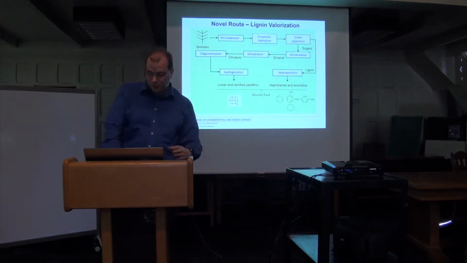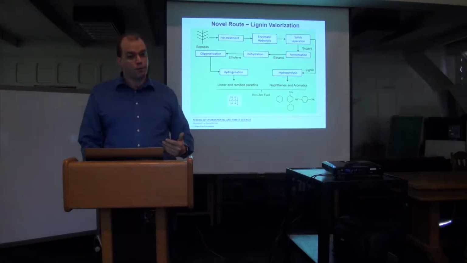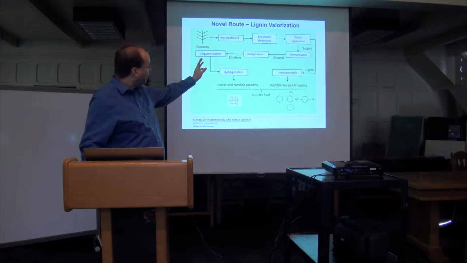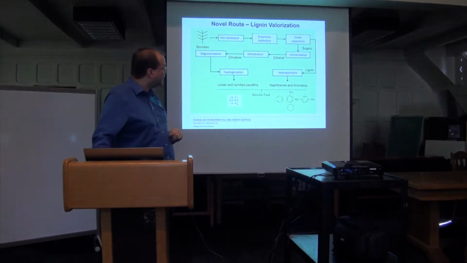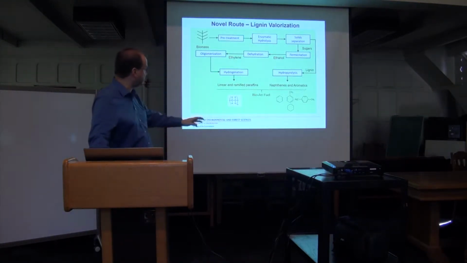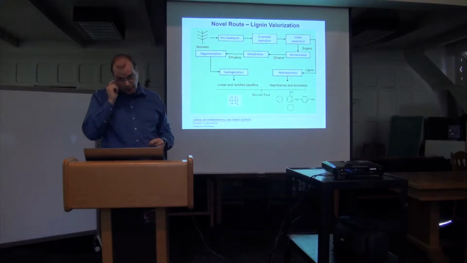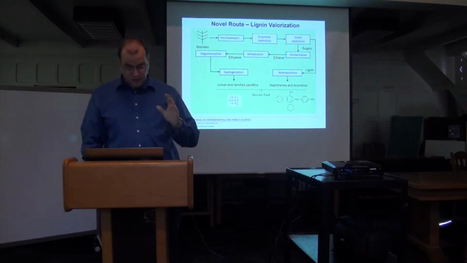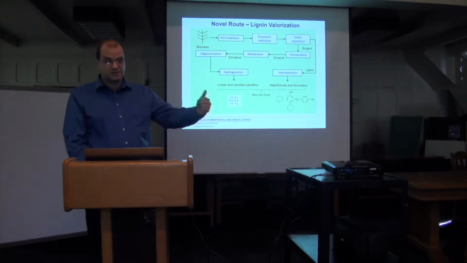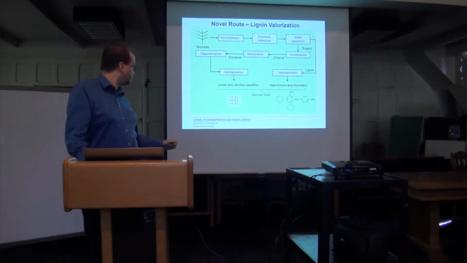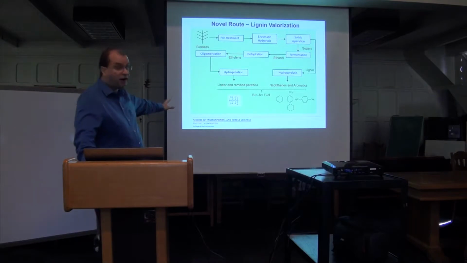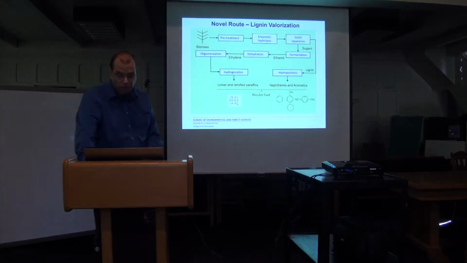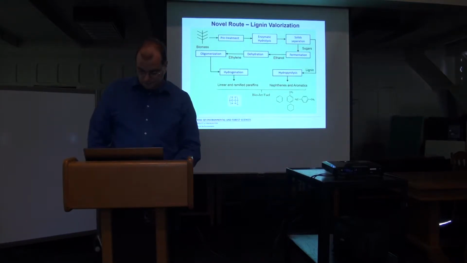So this here is pretty standard. There's a lot of people already doing that. What we are trying to contribute here is the lignin as a potential source of aromatics and cycloalkanes via a process called hydropyrolysis. Okay, so the idea is this: you get cellulose and hemicellulose to produce your paraffins on the left, you get the lignin to produce the aromatics on the right.